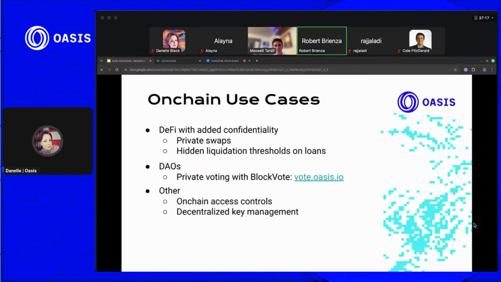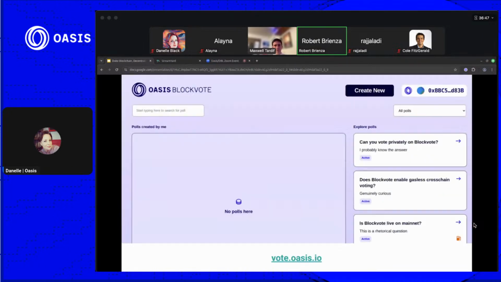The third overarching category I'll talk about is kind of the other category. It's hard to group these together, but things like on-chain access controls for off-chain applications, which ties into decentralized key management. These things are a little more nebulous. They do require a bit more explanation, but they are very valuable in providing a broad range of applications, the ability to have basically increased security, increased decentralization while maintaining privacy.